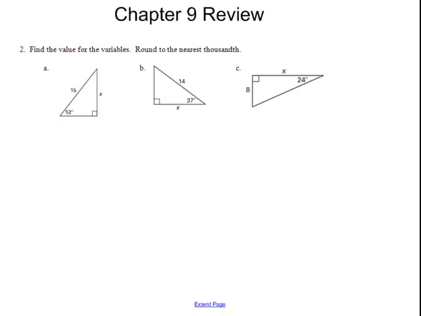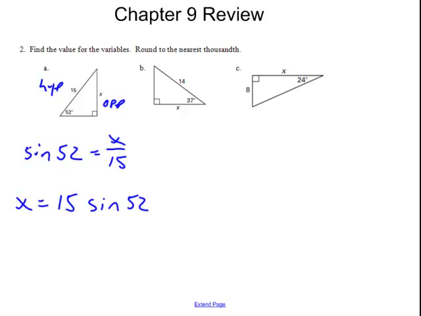Question number 2, find the value of the variables. For the first one, looking at the 52-degree angle, this is the opposite and this is the hypotenuse. Because of that, I've got the sine, and so I'm going to say that the sine of 52 degrees is equal to x over 15. So x is equal to 15 times the sine of 52 degrees, and that would be approximately 11.820.